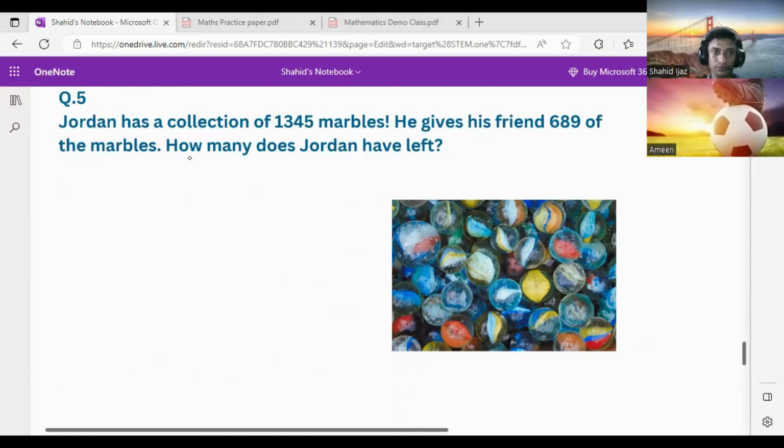Jordan has a collection of 1,345 marbles. He gives his friend 689 of the marbles. How many does Jordan have left? That's easy. Yes, that's it.